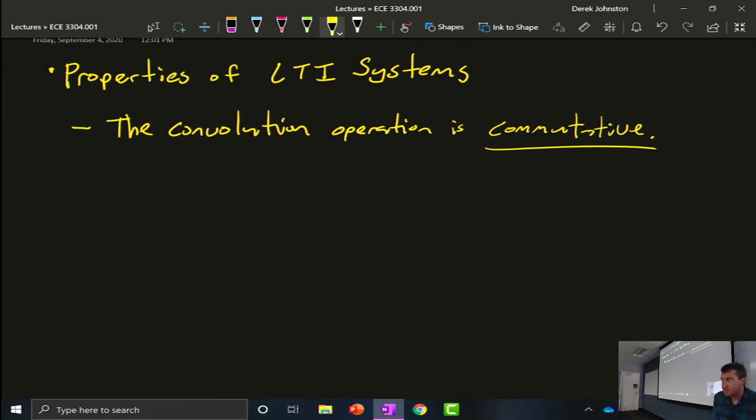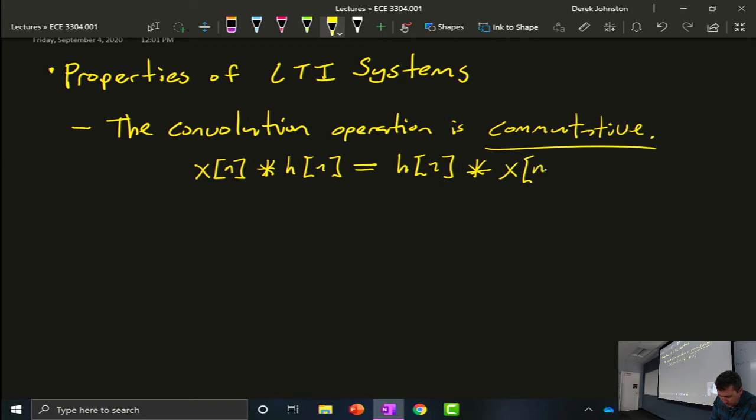Anyway, commutative, what does it mean? Like x of n convolved with h of n, and h of n convolved with x of n. Yes, it comes from the word commute, which means to rotate. We can spin the stuff around, and it has some interesting consequences. That means x of n convolved with h of n is equal to h of n convolved with x of n.